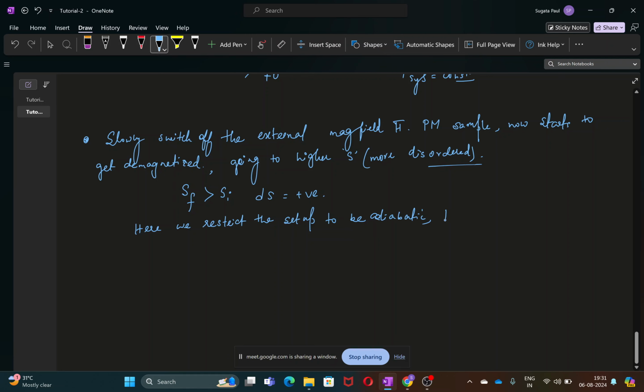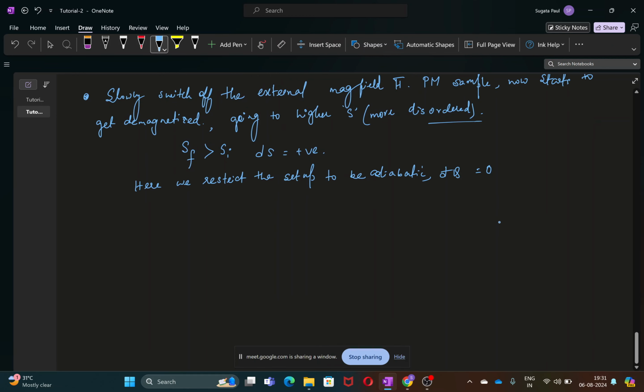That means no heat exchange with the surrounding is allowed. The system is not able to exchange heat with any part of the surrounding, so dq is strictly 0. Because of this demagnetization, the magnetic work done has to get compensated from somewhere, because this is the energy conservation rule, right? So the magnetic work gets compensated, but it cannot get compensated via dq like before, because dq is strictly set at 0.